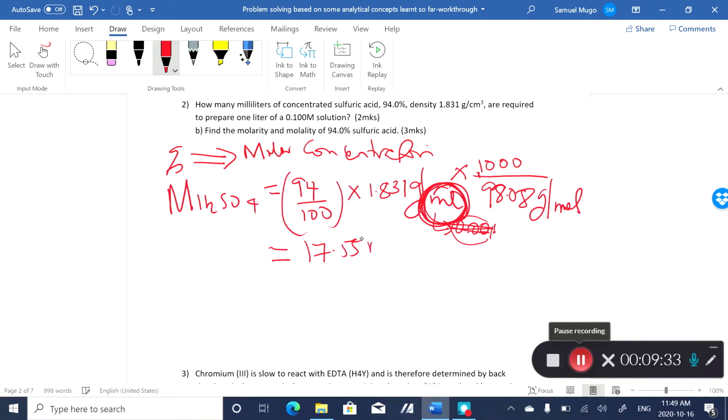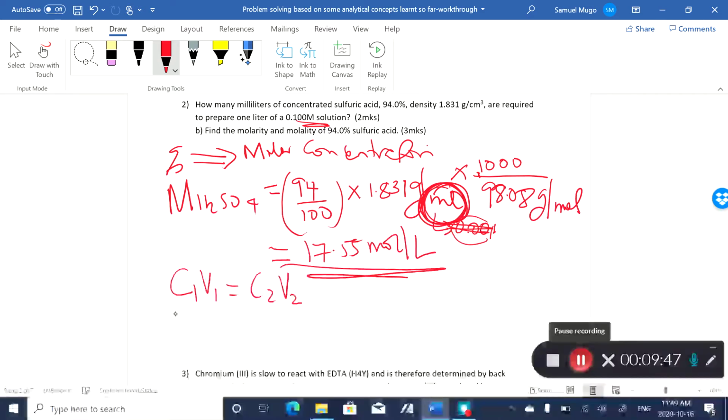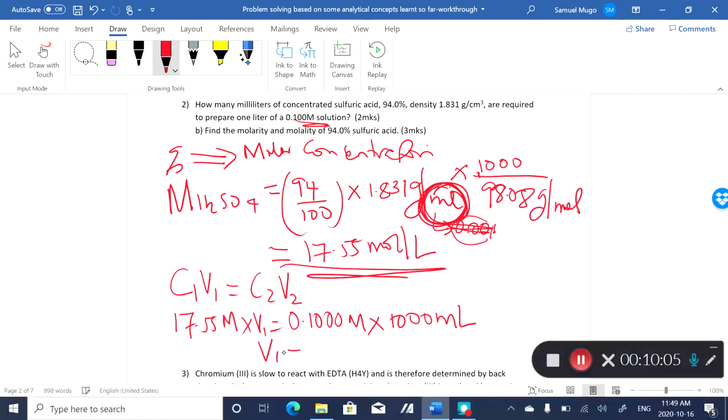17.55 moles per liter. And now, knowing this, you can very easily calculate the mils, because you know the dilution equation, C1V1 equals C2V2, and the original concentration is 17.55 molar, and we are looking for the V1. The C2 is known, that is the dilute solution that you are making, and it's 1 liter of solution, which is 1,000 ml. So the V1 then is equal to 5.70 ml.